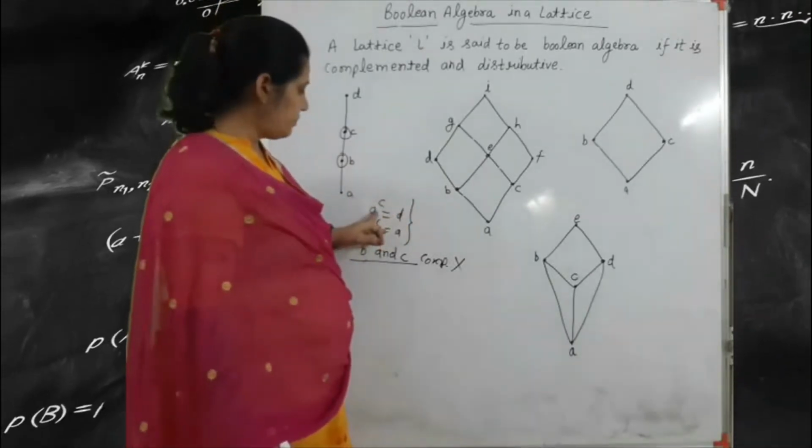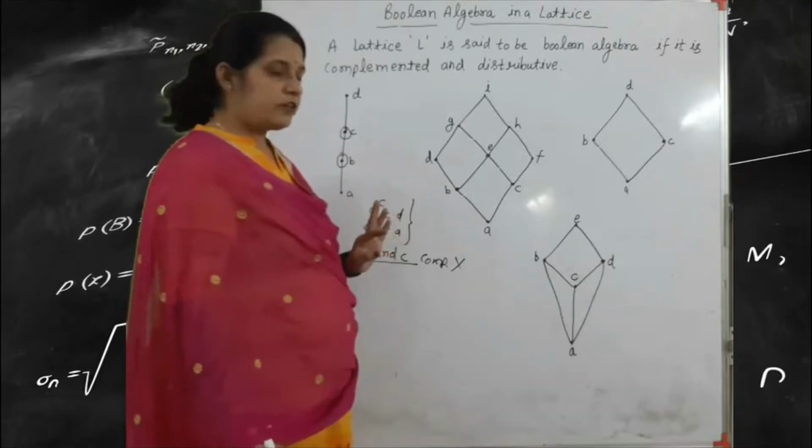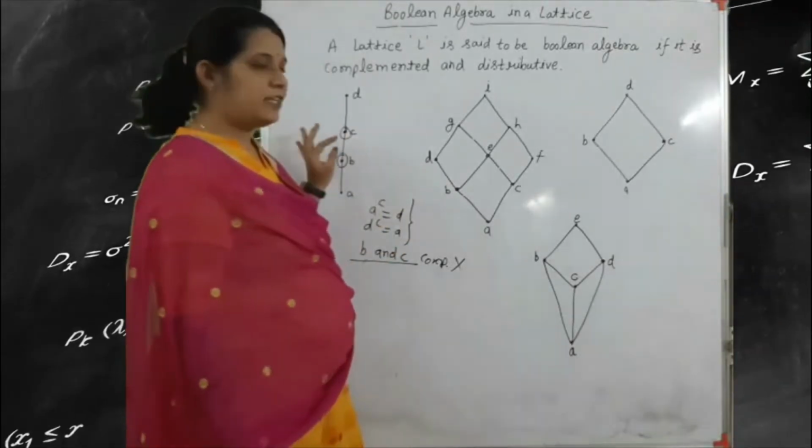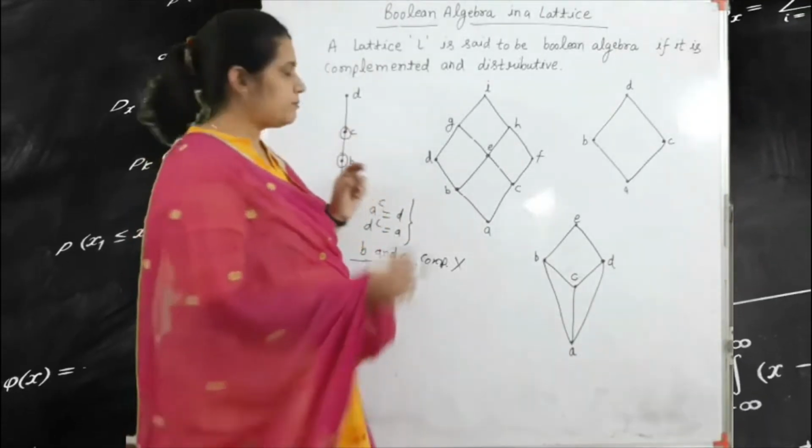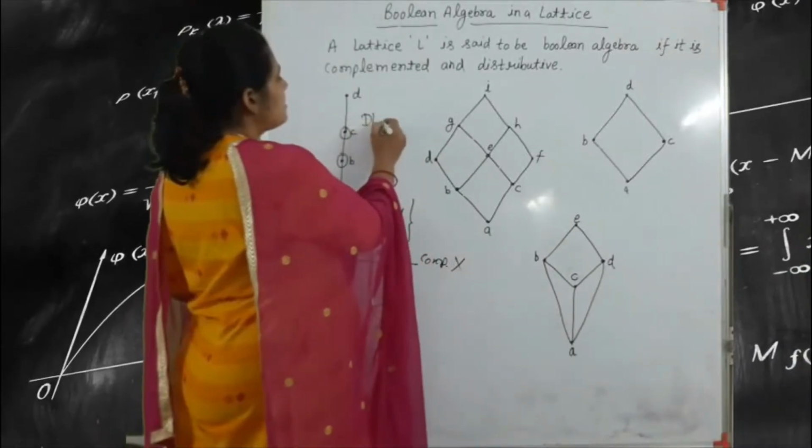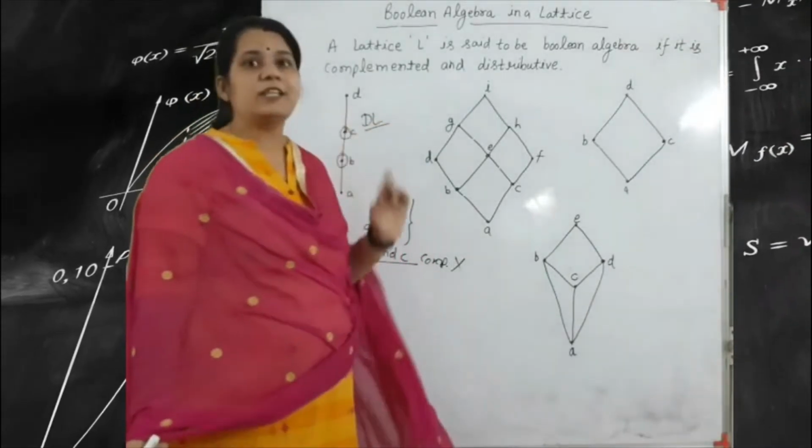Okay, because the complement of A is equal to D and the complement of D is equal to A. But B and C do not have any complement. That means what? This is a distributive lattice. This is not a Boolean algebra.